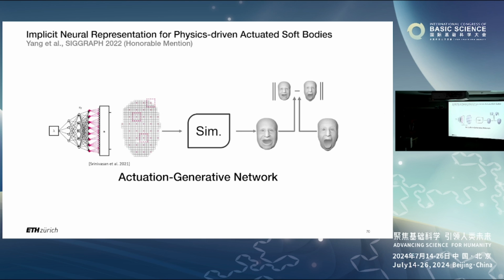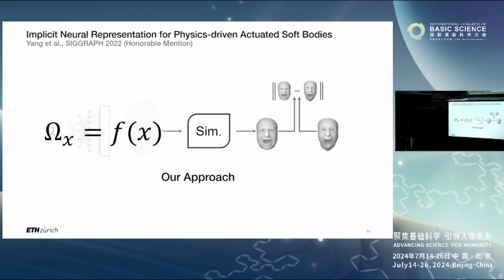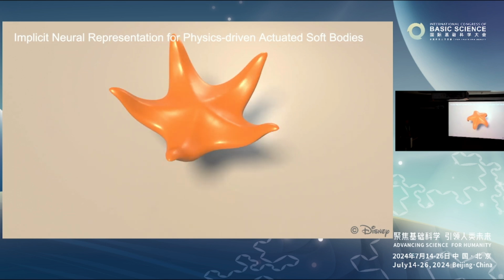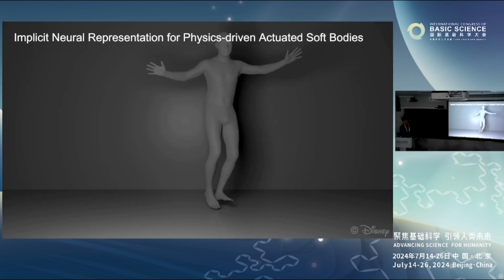So we extended this work by incorporating neural implicit representations, which is a discretization agnostic representation, so that we can easily plug in any type of resolution meshes to handle these facial expressions. And this is the result of our work.